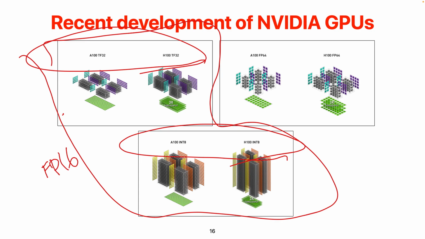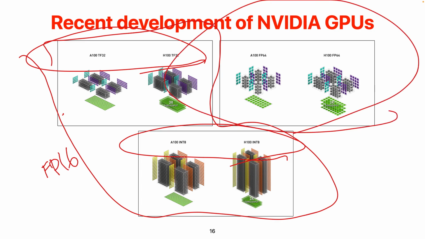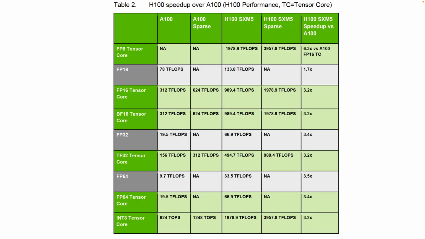So essentially, they are all using the same tensor cores. But what's different is here. In A100 and H100, you start to see tensor cores supporting FP64 precision. So we believe they are implementing this FP64 as a separate tensor core unit.